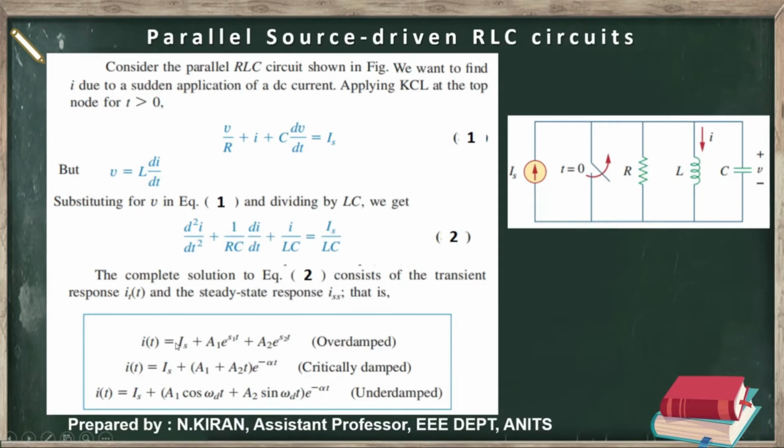When the roots are real and distinct, I of t is Is plus a1 e power s1t plus a2 e power s2t. If the roots are real and equal, then I of t is Is plus (a1 plus a2t) into e power minus alpha t. If the roots are complex conjugate, that is underdamped, then I of t is equal to Is plus (a1 cos omega t plus a2 sin omega t) into e power minus alpha t.